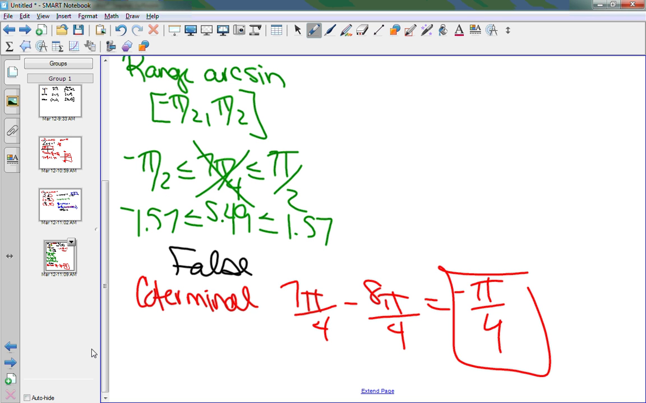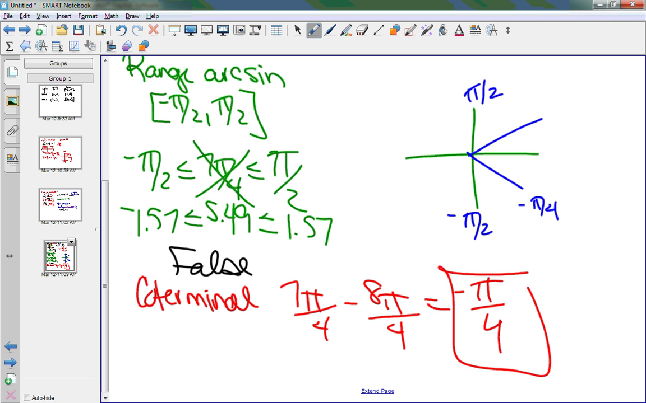Excellent. Okay. Negative pi over 4 is going this way. This is negative pi over 2. This is pi over 2. That means negative pi over 4 is right here. That means positive pi over 4 is right here. But your range is negative pi over 2 to pi over 2.